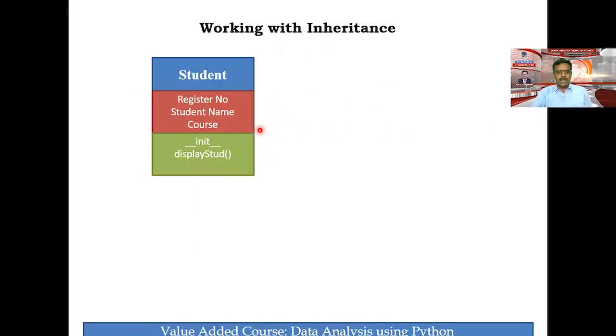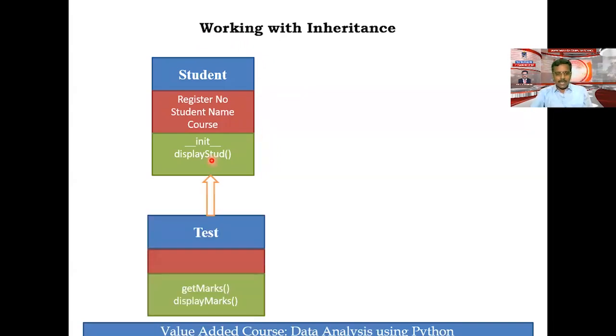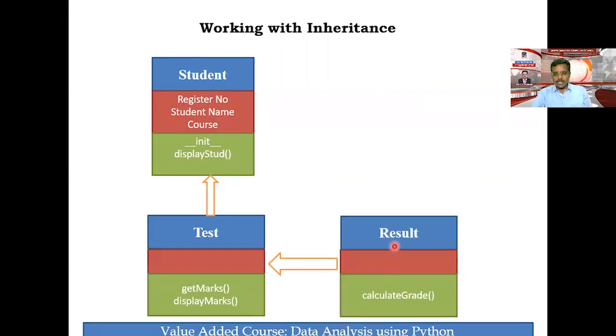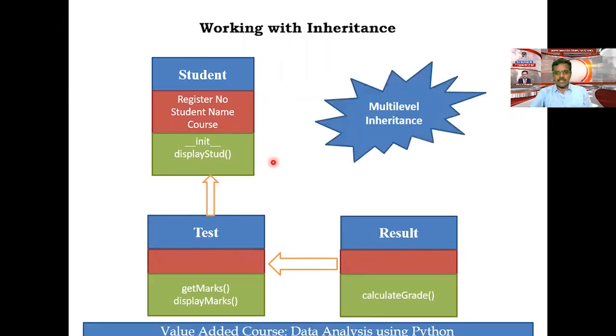For example, I am defining a class student and I am doing single inheritance now. We have seen this previously: test is inheriting from student. Suppose I have defined one more class called result that inherits test. This type of inheritance we have seen earlier. It is called multi-level inheritance.